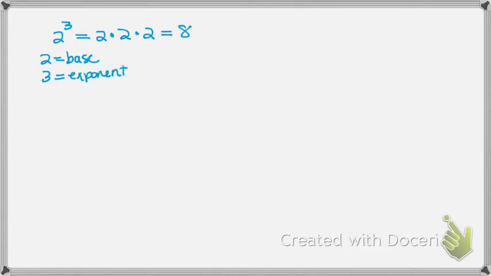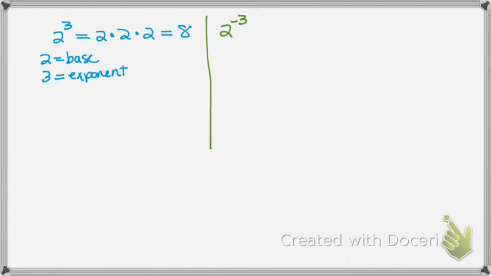So when you have a positive number, 2, to a positive exponent, 3, it means multiply 2 times itself 3 times. All right, now, what if instead of 2 to the third, you have 2 to the negative third? If you have a positive exponent, it means multiply that number by itself that many times. So 2 is your base, so you're multiplying 2 times itself 3 times.